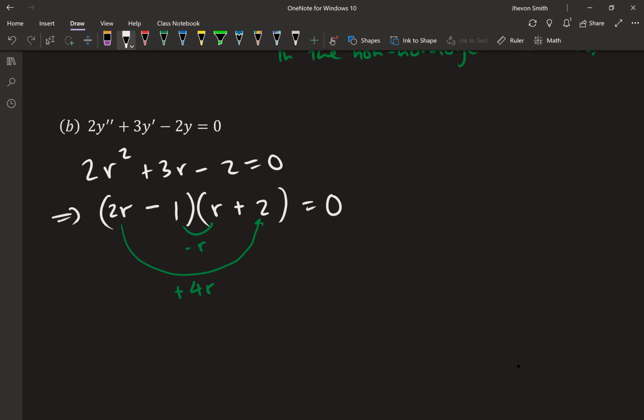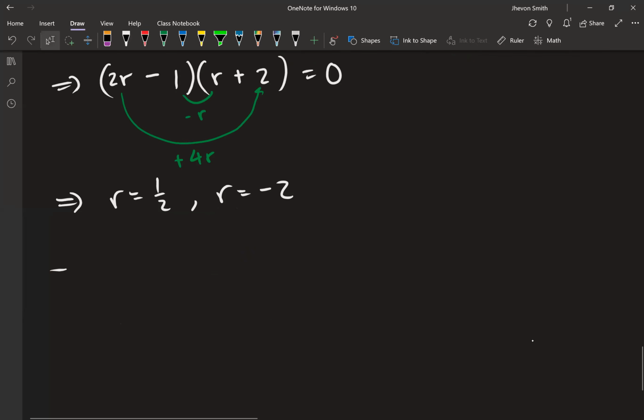This factors, right? You guys have to remember how to factor a quadratic. Now, of course, you could use the quadratic formula, but at some point, factoring is going to be easier to do in your head than the quadratic formula. So that would be that. So our solutions here are r equals 1/2 and r equals minus 2. So what does that mean the general solution looks like?